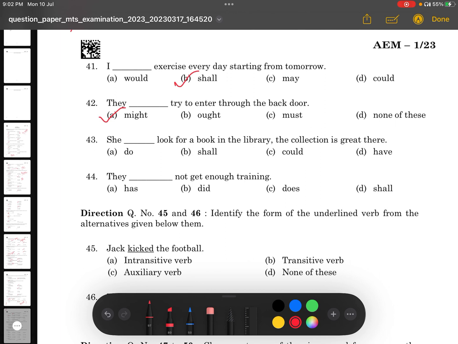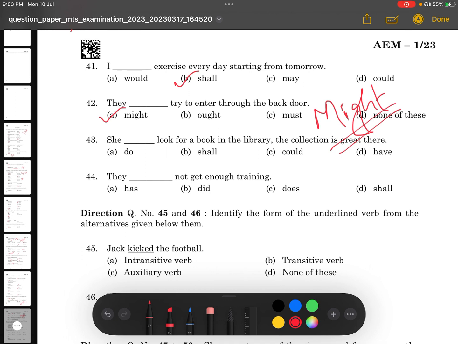So the possibility is being talked about, correct. Might is used as a possibility here, right? So here, they might try to enter through the back door. So it's talking about possibility, past possibility.